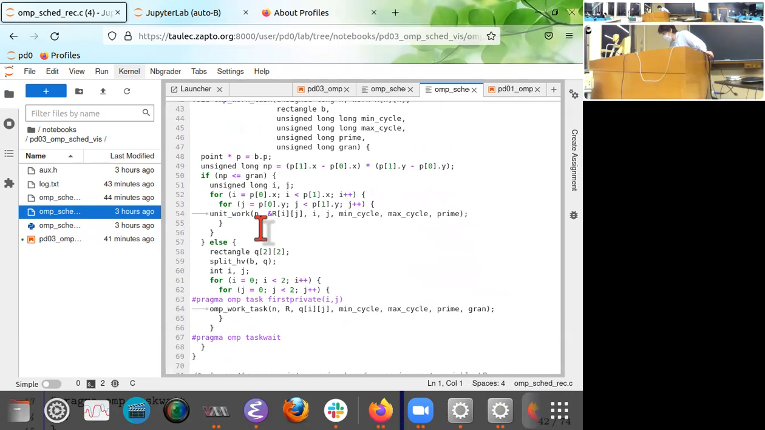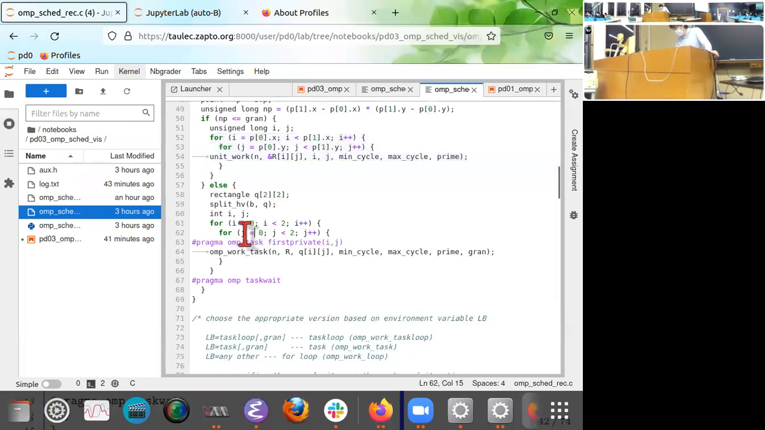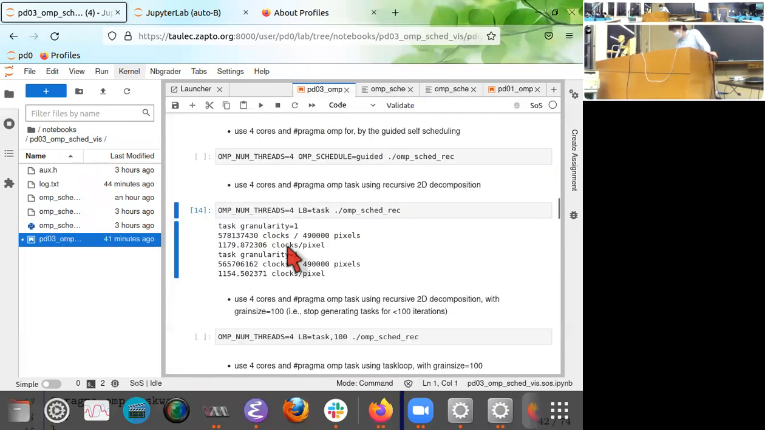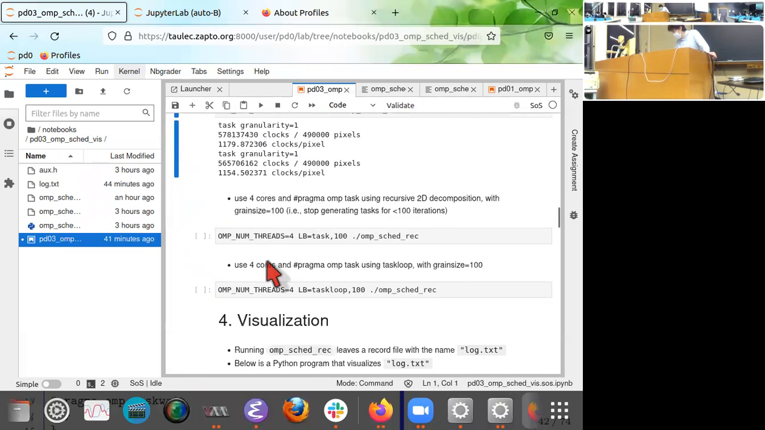If the number of iterations you need to work on becomes smaller than some threshold, it simply does it sequentially. So this is what happens here. And otherwise, it creates 4 child tasks by this loop, so it is executed exactly 4 times. And I have already executed this.